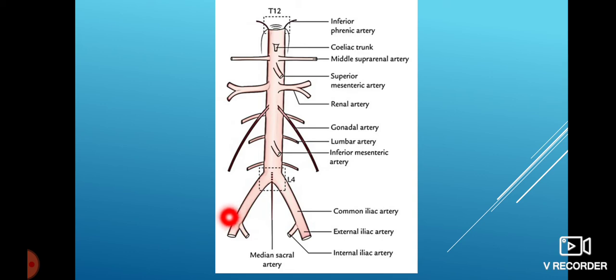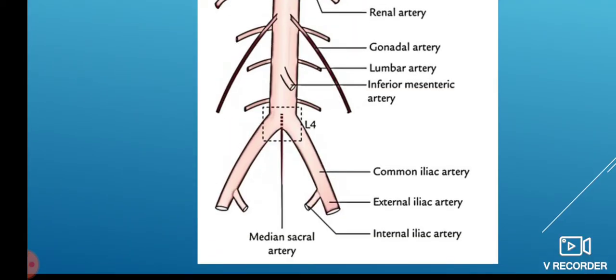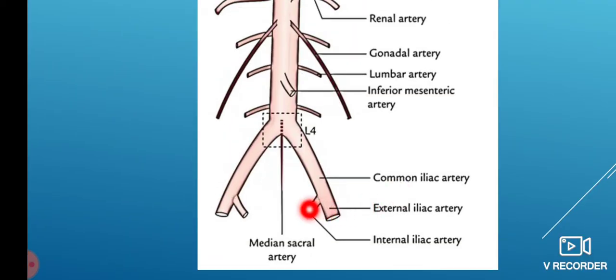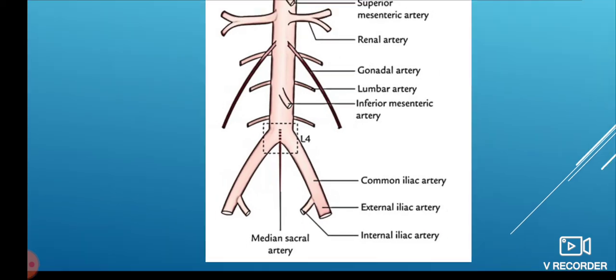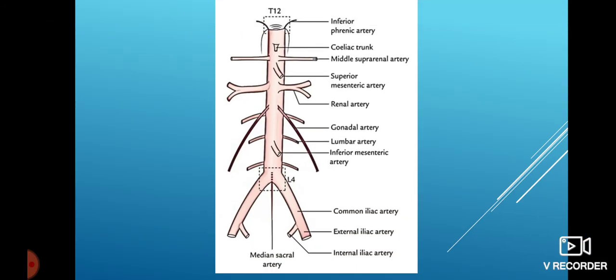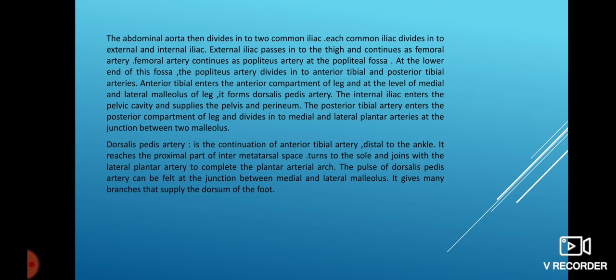The common iliac artery again divides into an external iliac artery and an internal iliac artery. You can see here the common iliac artery and the external and internal iliac arteries. This is external, this is the internal iliac artery arising from the common iliac. As the name implies, the external iliac artery goes outside the body cavity and supplies the lower limb. The internal iliac artery comes inside the body cavity and supplies the structures within the pelvis and the perineum. So the internal iliac artery goes inside and supplies the pelvic cavity structures and perineal structures. Now what happens to the external iliac artery?